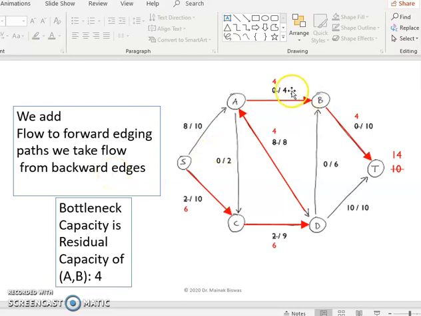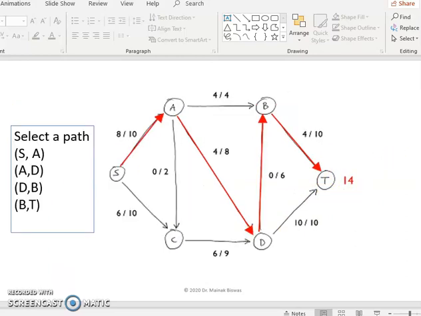So the bottleneck capacity is A to B, that is 4. So 4 goes in here, and from the flow on A to D we decrease 4, so 8 minus 4 becomes 4. C to D is a forward edge, so we increase it: 2 plus 4 becomes 6, and S to C becomes 2 plus 4, 6. T becomes 10 plus 4, 14. So we updated it, and we'll find the next path.